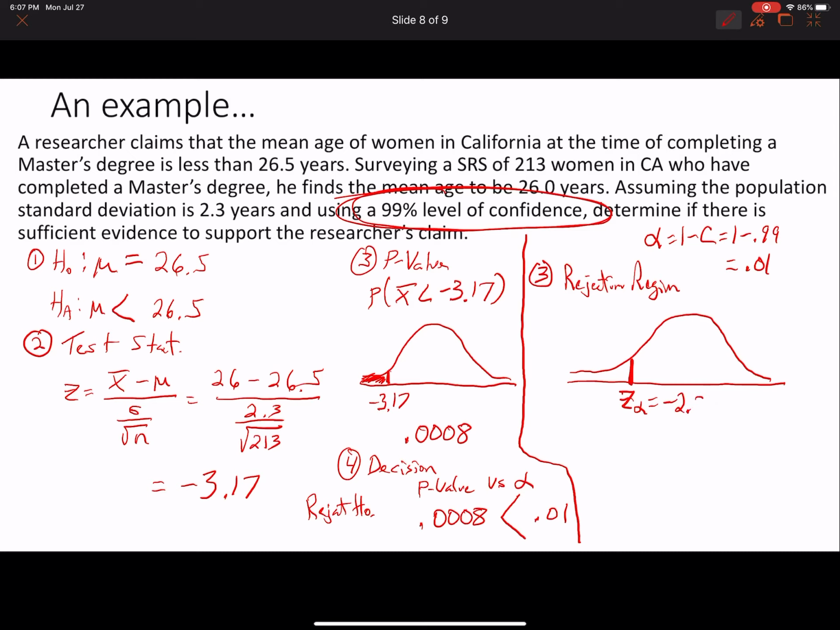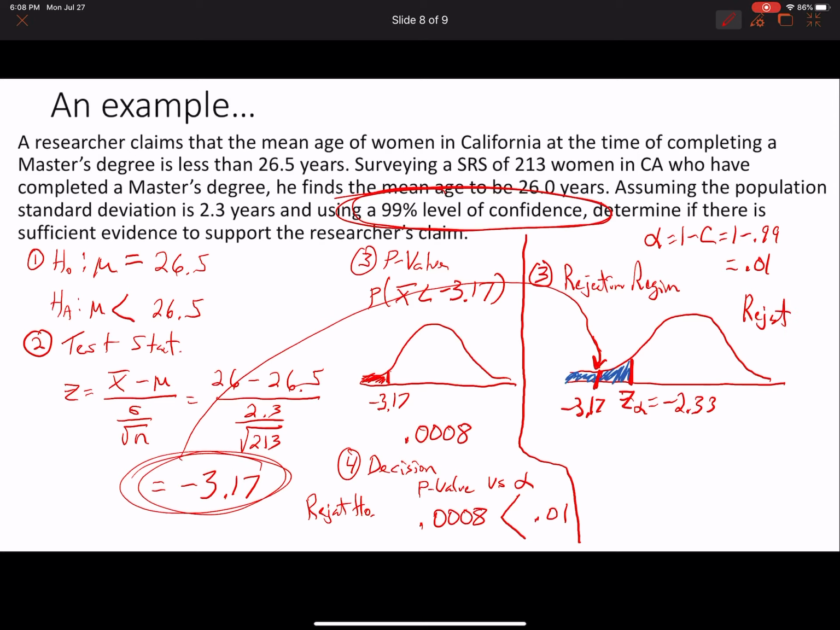Negative 2.33. And as a result, let me get another color here. Whatever's in the blue, this is the rejection region. What we're hoping is that my test statistic falls in this blue area. That's the rejection region. What you should notice is that negative 3.17 is going to be somewhere over here, isn't it? Somewhere over here in our rejection region? And so as a result, we will reject the null hypothesis.